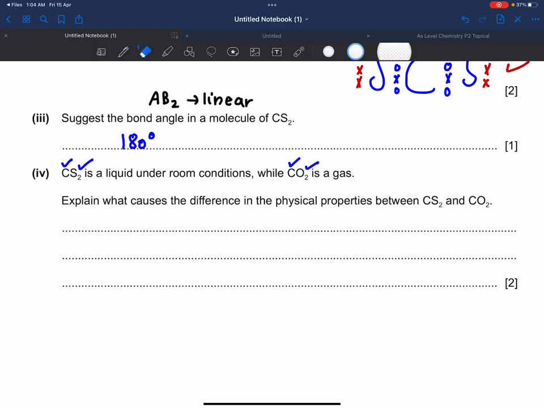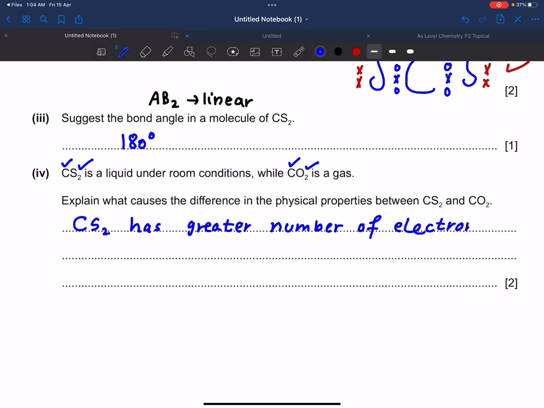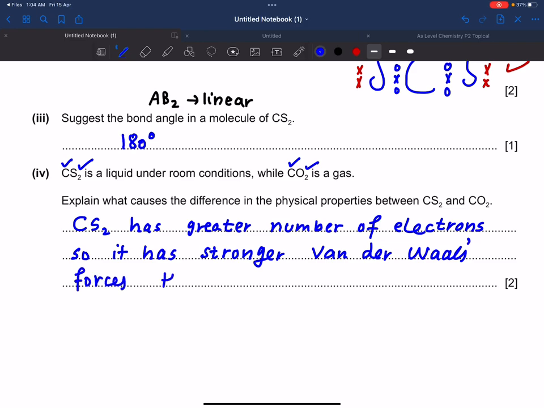Quickly, let's complete this question. CS2 has a greater number of electrons, so it has stronger van der Waals forces. It has stronger van der Waals forces than CO2.